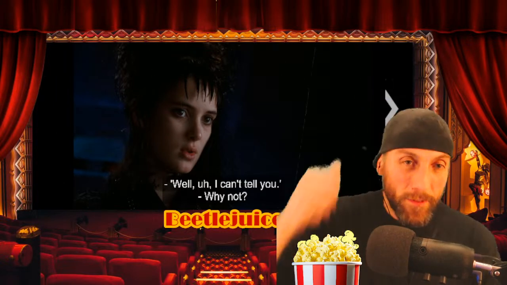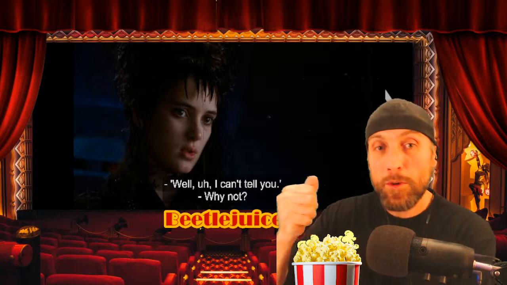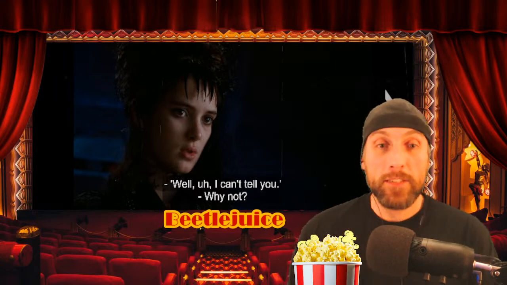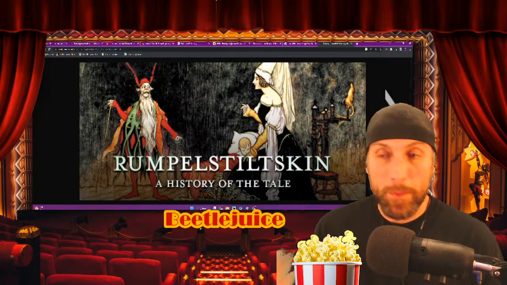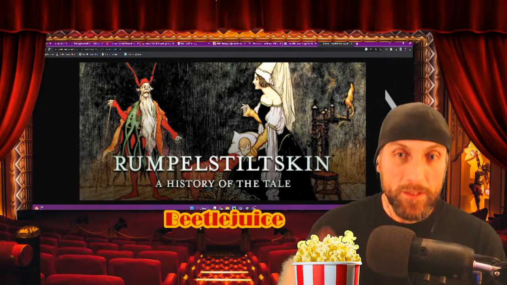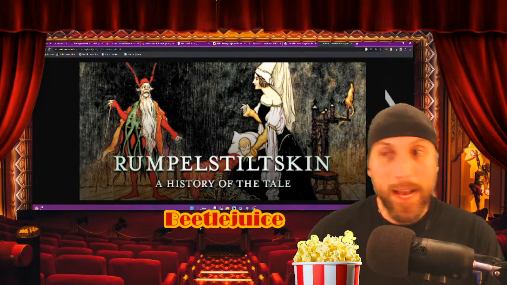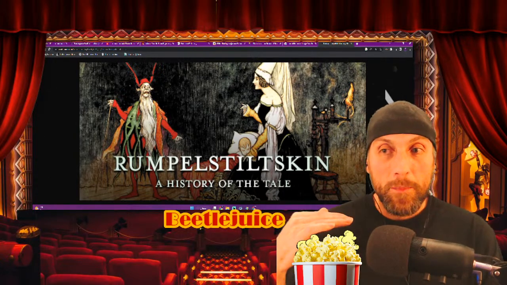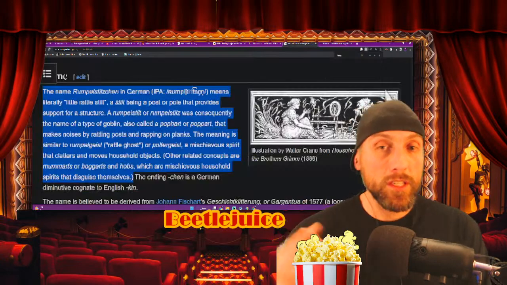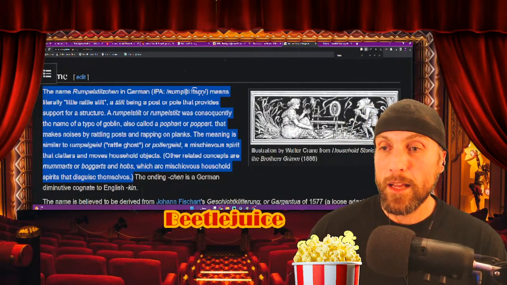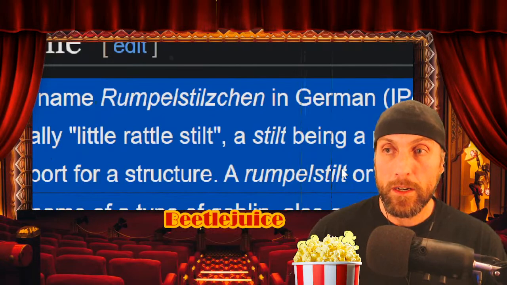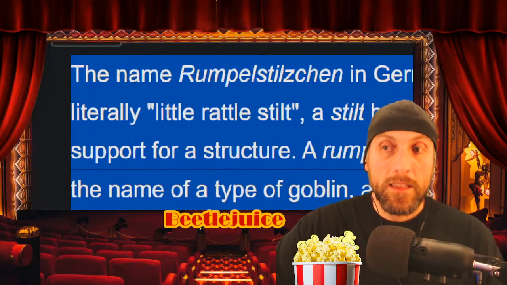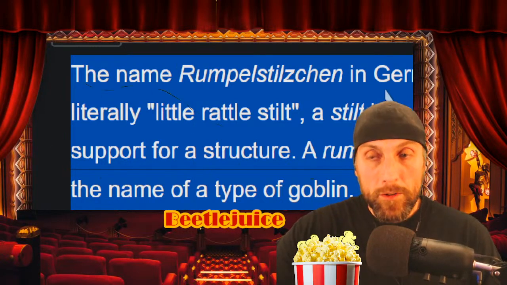This should definitely raise a flag for those of us who are studying the movie instead of just watching the movie, right? Why is it that certain characters are not allowed to have their names said, or they're not allowed to speak their own name? For example, Rumpelstiltskin, right? Who was also this sort of magical, mystical, goblin-type creature that could grant wishes or whatever. He kept his name a huge secret. I did highlight a lot of this, so I'm actually just going to read some of it here. But it says that the name Rumpelstiltskin in German means literally little rattle stilt.